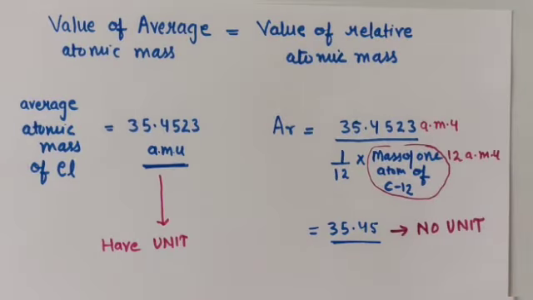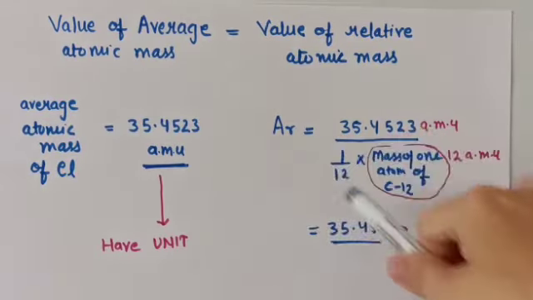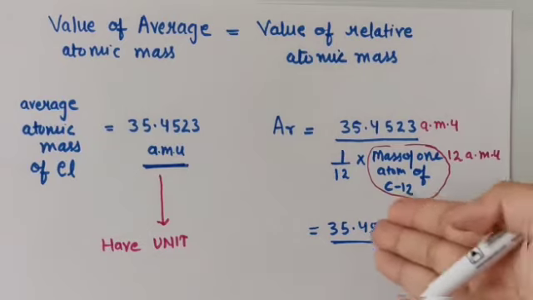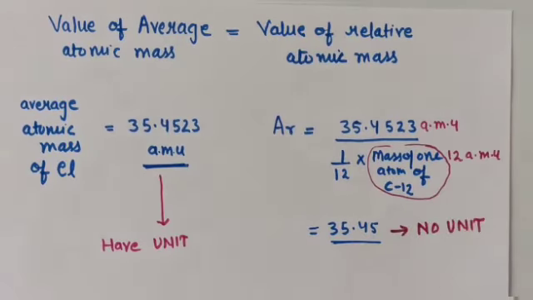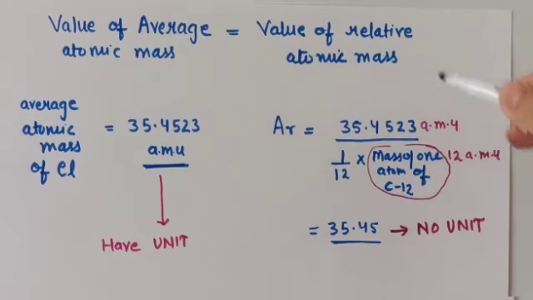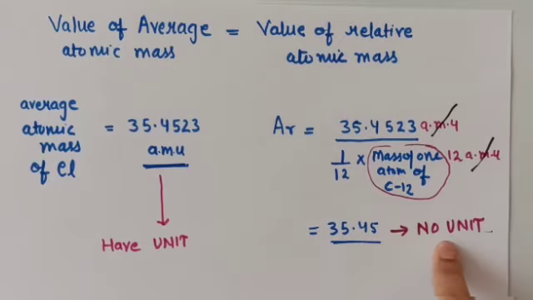So how can we find the result? The result will be the same, 35.45. Numerically it is the same value, or you can also write 35.4523, but I have written 35.45. But the only difference is that one has a unit, and the other doesn't. In relative atomic mass, there will be no unit because the unit will cancel out. So the answer will be only the numeric value. There will be no unit. This is the main difference between these two.